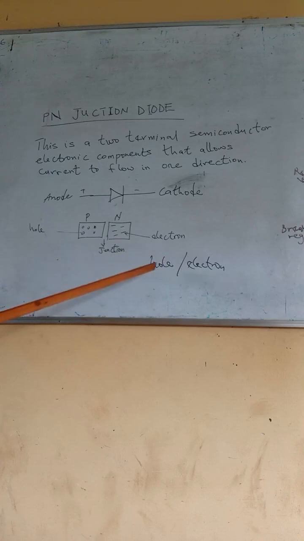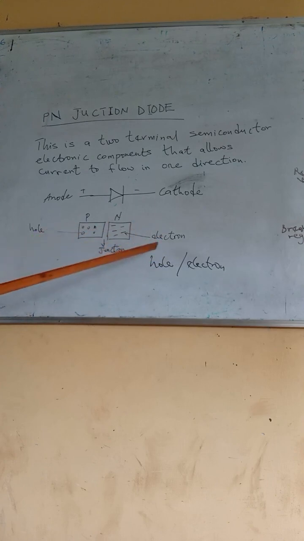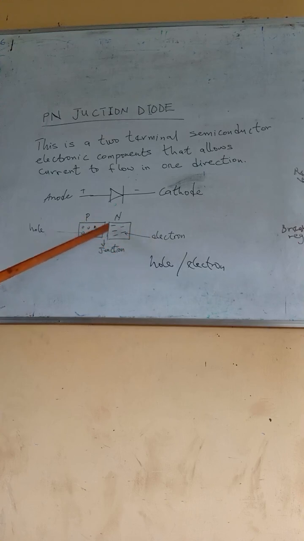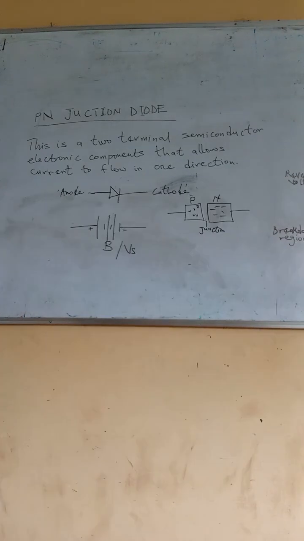Before we can say current flows, there must be movement. Both holes and electrons must diffuse. They must move together because the electron will move through the hole. So for this junction diode, for the current to flow, there must be movement of electrons and holes. They must mix together before there will be flow of electrons. And when electrons flow, current will flow.